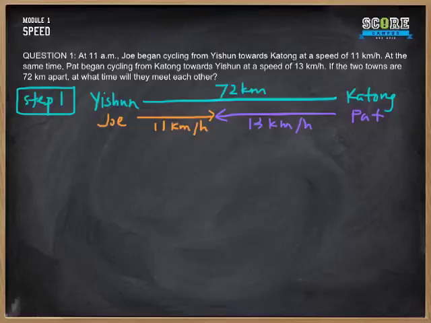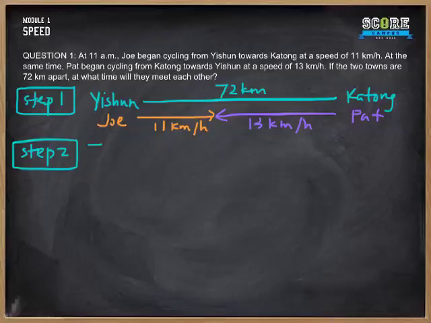Now we can see that all together they will cover a total distance of 72 kilometers. We've got to visualize that. Together they will cover 72 kilometers. We also know that in 1 hour, Joe will cover 11 kilometers and Pat will cover 13 kilometers because the speed is given as 11 kilometers per hour and 13 kilometers per hour. Using this information, we can figure out how long they took to cover the total distance.